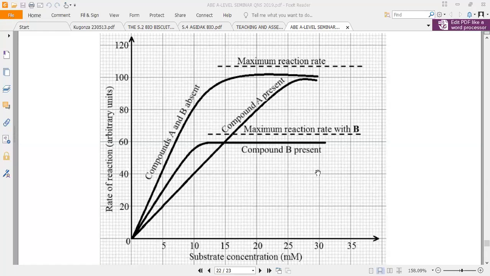So we are all responding to the third question. Why is it that these rates of reactions do not reach their maximum, as we can see from this graph here? Who is responding to that question? Why do we think that all these reactions do not reach their maximum rate of reaction?